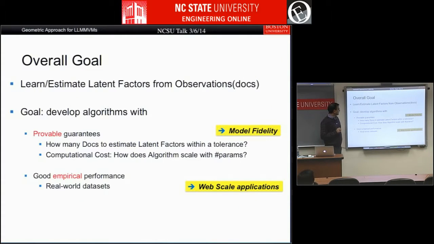So what is the overall goal? The overall goal of my talk here is to learn or estimate these latent factors from observations, which I'm calling documents. And the goal is to develop algorithms with provable guarantees. What I mean by provable guarantees is how many docs fundamentally do I need to estimate these latent factors within a tolerance? And computational cost: how does this algorithm scale with the number of parameters? And I also want to look at real-world data sets and make sure I get very good empirical performance on different types of real-world data sets, on web scale applications, which means fairly large applications.